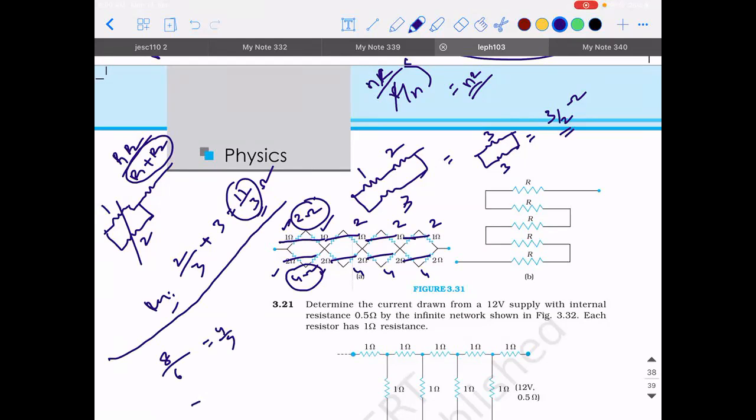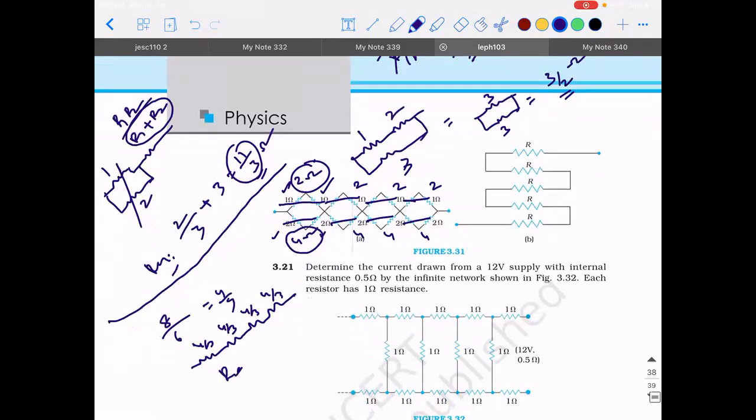So can I say it is like this, 4 by 3, 4 by 3, 4 by 3, and 4 by 3 connected in series? So what will be the value of R equivalent here? It is going to be 16 divided by 3 ohm. That is the answer for the first one. It's actually a simple problem. I hope you guys understood.